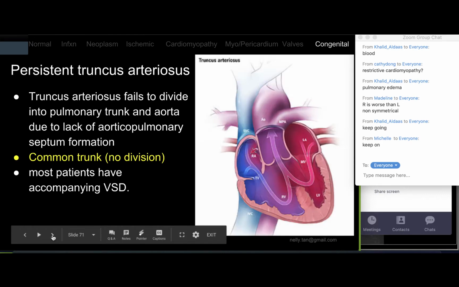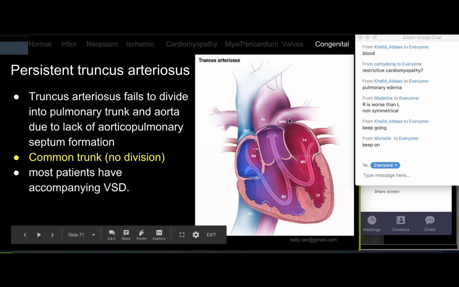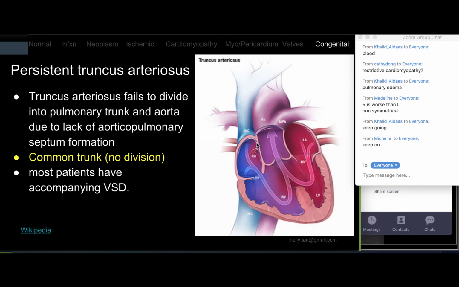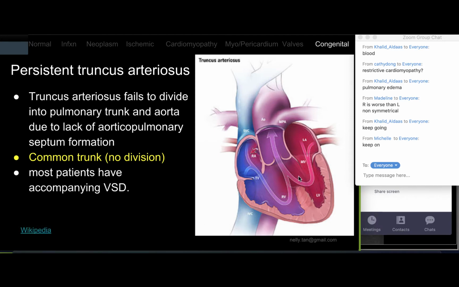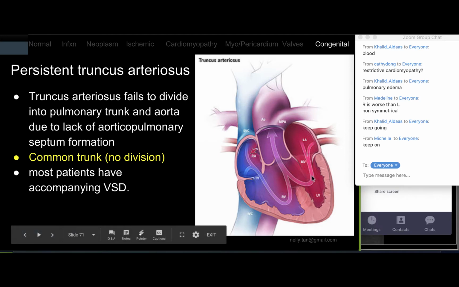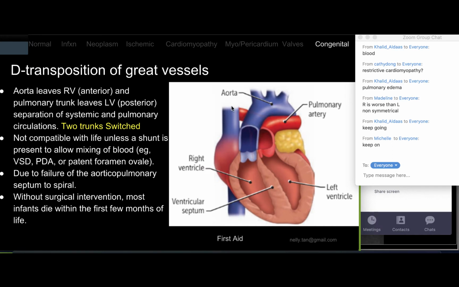So this is a persistent truncus arteriosus. Normally the aorta and the main pulmonary artery should be two separate trunks, but here they share a common trunk. And they have to have a VSD because you need the blood to mix, otherwise it's a non-viable structural deformity. In contrast, transposition: normally, we said the left ventricle gives rise to the aorta, but here you get the pulmonary artery because they're switched. This is also not viable if not recognized early and corrected.